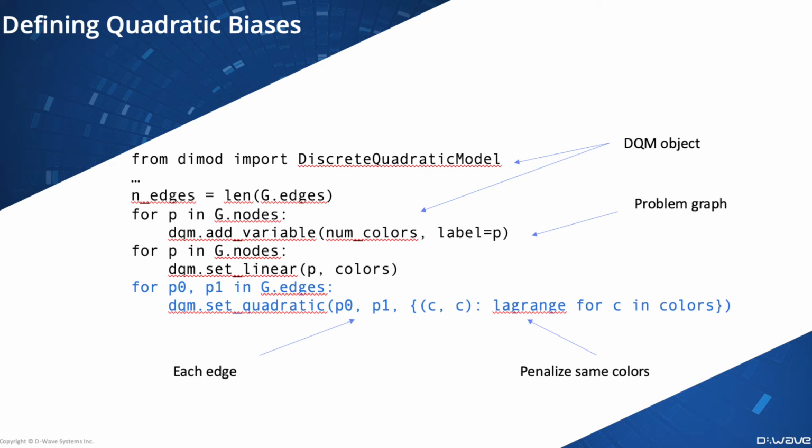It's going to create a little dictionary that will have values of Lagrange whenever the colors are the same for the same color, so 0, 0, 1, 1, etc. And they'll automatically have values of 0 for any other combinations. And so in this way, this single line here takes care of all these combinations. And so now we've got the quadratic biases ready.